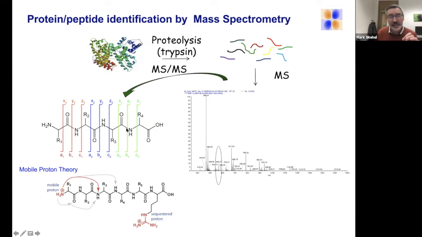This nomenclature was built up by people like Peter Roepstorff, and the mechanism has been worked on by Simon Gaskell and Vicki Wysocki, people like this. So there's a huge body of research around this nomenclature and how things work. But you have to remember that in the gas phase, things are slightly different. The current theory is the mobile proton theory.